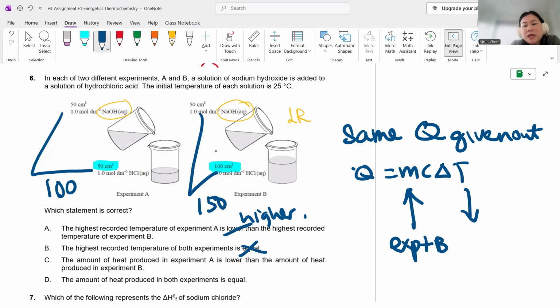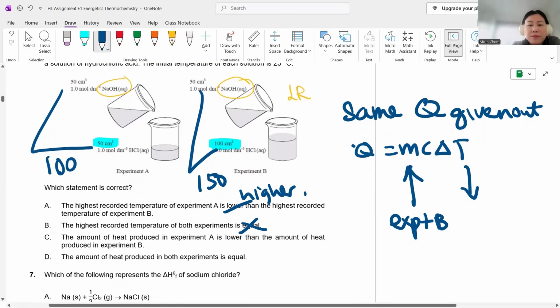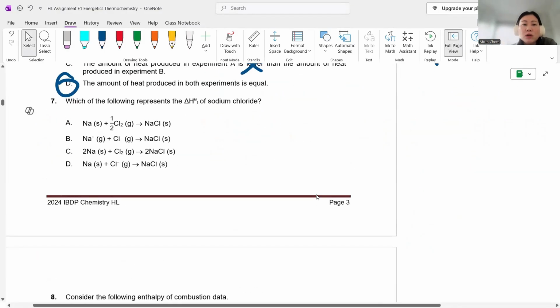The amount of heat in A is lower than heat in B. No, the heat is the same because it is limited by sodium hydroxide, so the heat is the same. Wrong. So the answer is D for question 6. So question 6, the answer is D for dog.